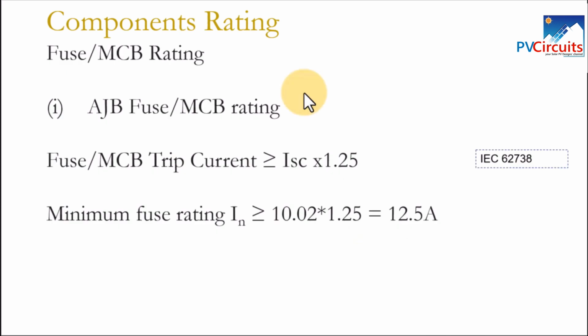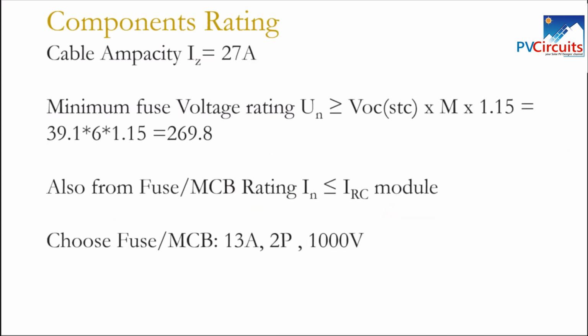Next, we look at the fuses and SPD. So we start with the fuses. This is a condition as provided by IEC 62738, that the fuse rating or the trip current should be ISC current times 1.25, and the ISC current is 10.02. If I multiply that, I get 12.5. Remember the cable, we have done it at 2.5 millimeter, and it has a rating of 27. So the cable is safe.